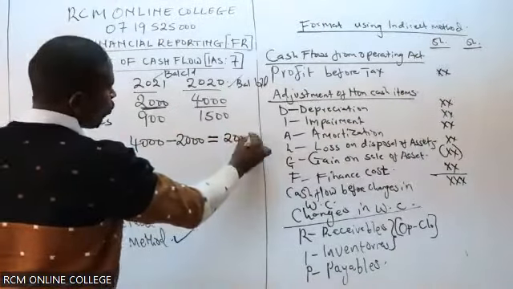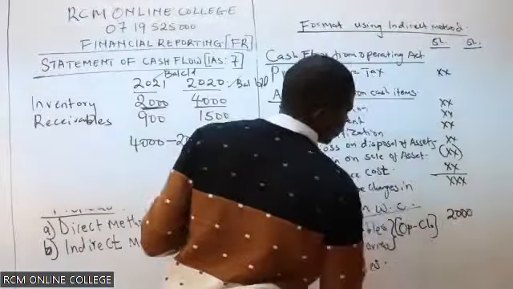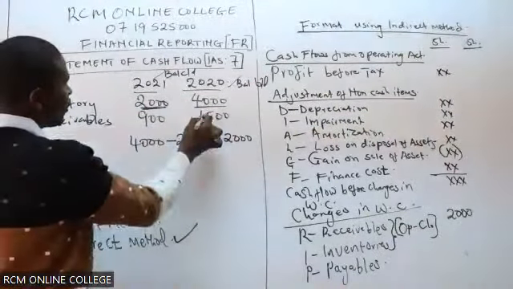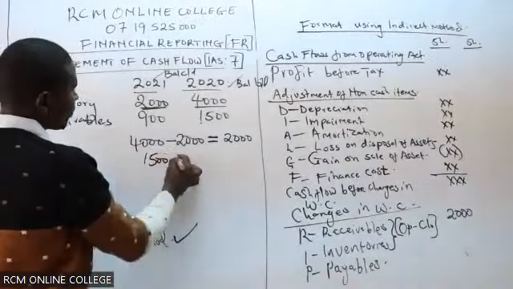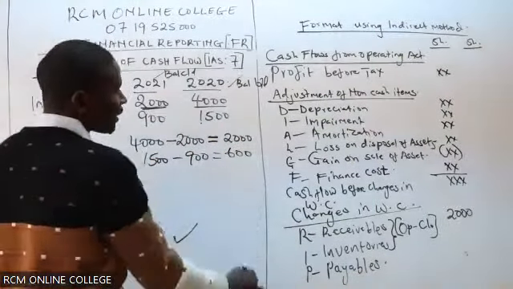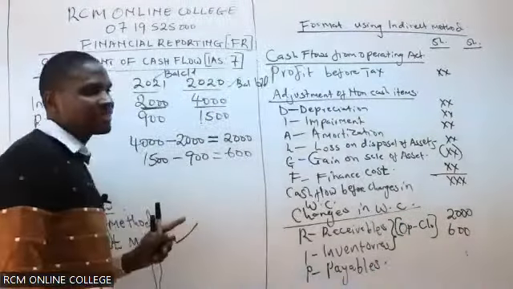Tumebaki na 2,000. So hiyo itakuwa nini? Itakuwa 2,000, ikiwa in positive form. On. So the same case applied to this one. Opening ilikuwa 1,500 minus 900. So 600. Unaiweka ikiwaje? Ikiwa hivyo. Unaweka 600. Like as simple as that.